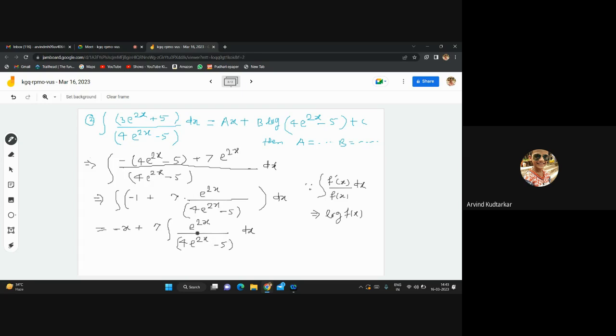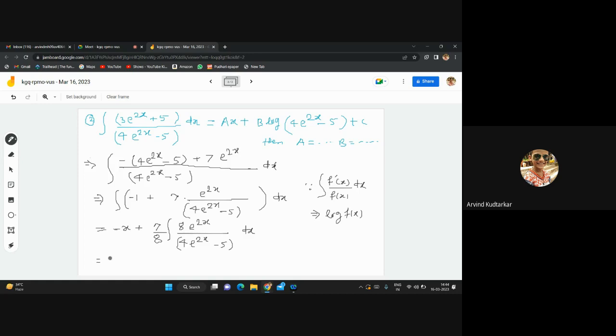So e^(2x) is already there. What is the derivative of 4 e^(2x)? The derivative of e^(2x) is e^(2x) into 2, so 2 into 4 is 8. It means we need 8 e^(2x) in the numerator. So we adjust the term by multiplying and dividing by 8. 4 is kept as it is, the derivative of e^(2x) is e^(2x) itself, and the derivative of 2x is 2. 2 into 4 is 8, so 8 e^(2x). Are you getting it? We are getting the same.